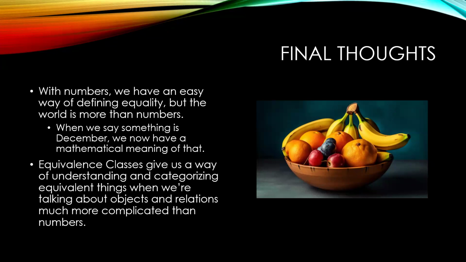That means we can apply mathematical meaning to a broad spectrum of things, and we can apply all of our rules of set theory to just about any situation. Equivalence classes give us a way of understanding and categorizing equivalent things when we're talking about objects and relations. Much more complicated than numbers. So if we are dealing with equivalence class of fruit or not fruit, there's some fruit there.